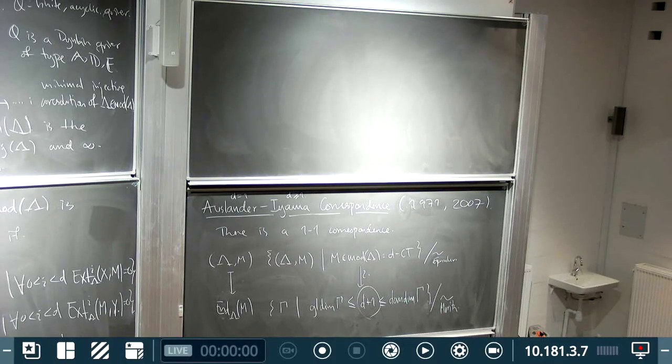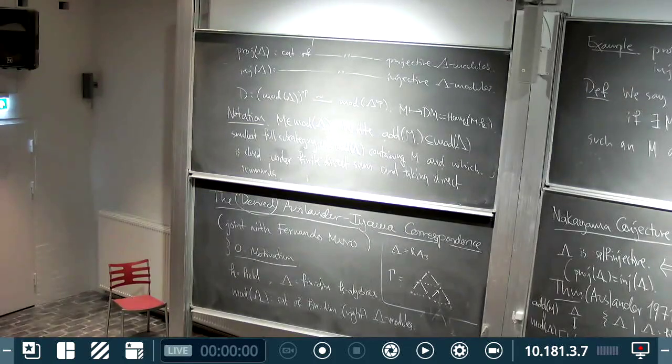So what I want to talk about, the title happens to still be there, is the derived Auslander-Iyama correspondence. I want to understand a statement of this kind in the context of triangulated categories, and as we will see, with enhancements. This will be essential for what we're going to do later.